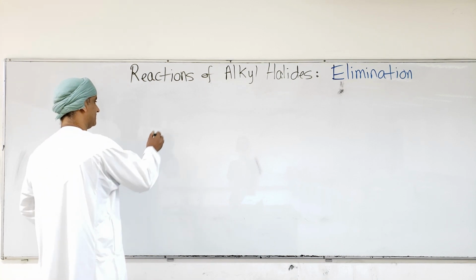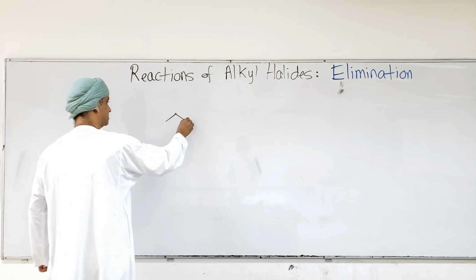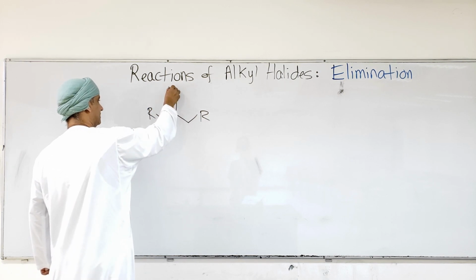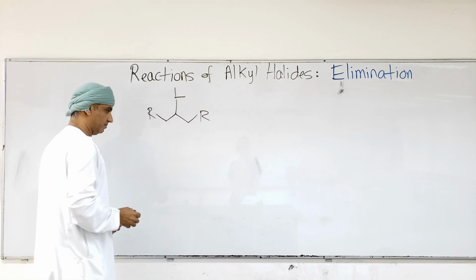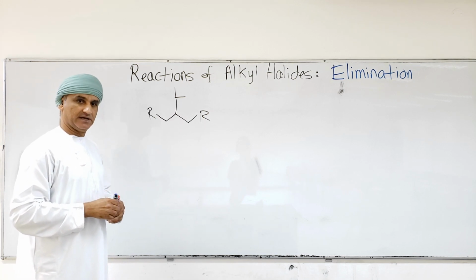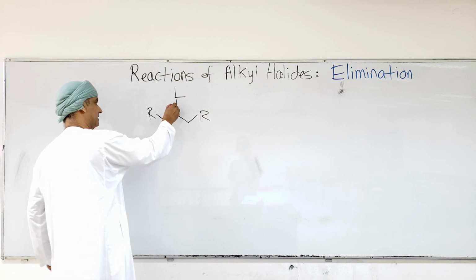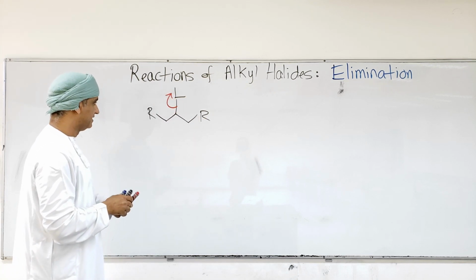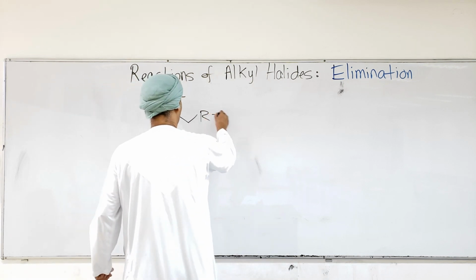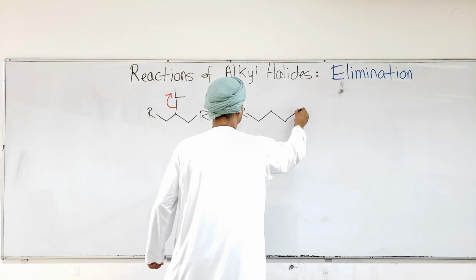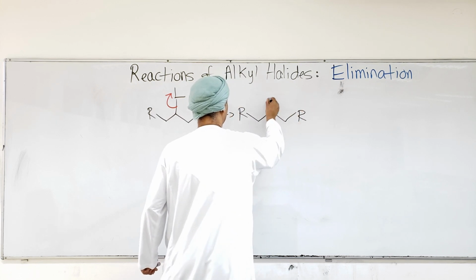So this is the general structure of a substrate or an alkyl halide with a leaving group. As in the SN1 mechanism, the first step would be for the leaving group to leave, and if the leaving group leaves, then a carbocation intermediate forms. So this carbocation is then formed.